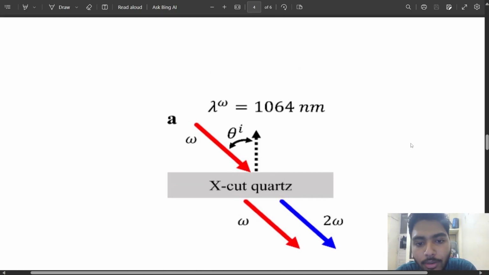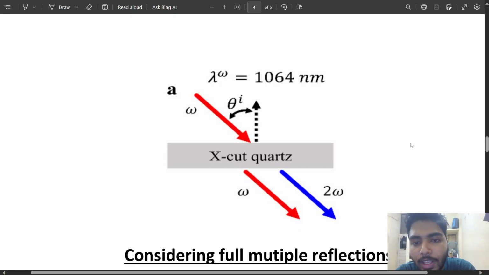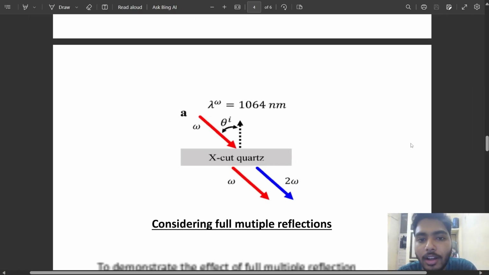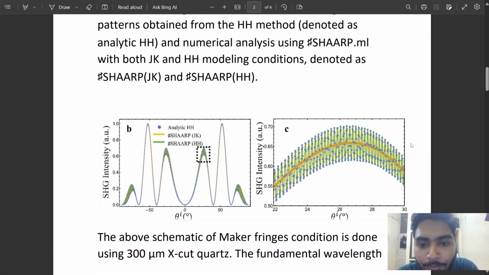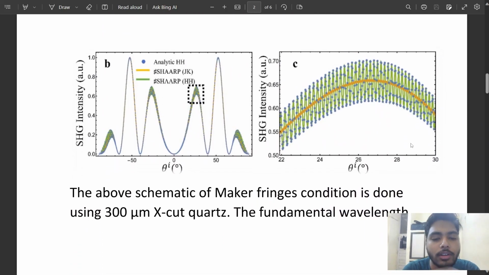In the analytical experiment we did using this X-cut quartz, the fundamental wavelength is 1064 nanometer, and this is an X-cut uncoated quartz. Okay, that's fine. And one more thing, all these three Maker fringe patterns match quite well, and we can say that SARP is doing very well. We can also see a basic difference between JK and HH, obviously, because these two methods have different assumptions for showing SHG responses.